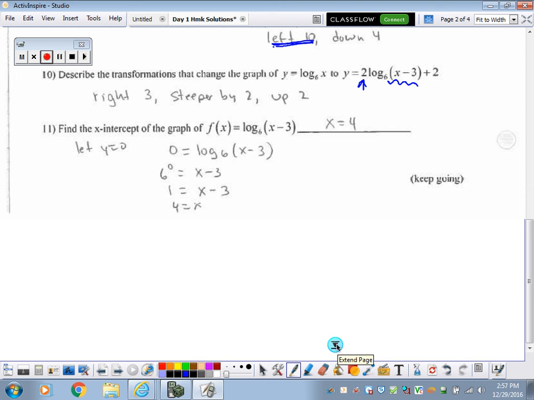Don't forget this is going to be 6 to the 0 power is equal to x minus 3. 6 is your base, 0 is the exponent, and x minus 3 is the answer. Anything raised to the 0 power is always 1. X minus 3 is equal to 1. X equals 4.